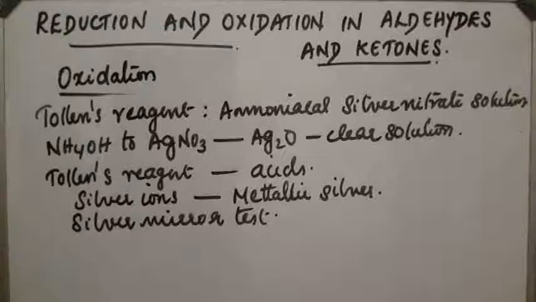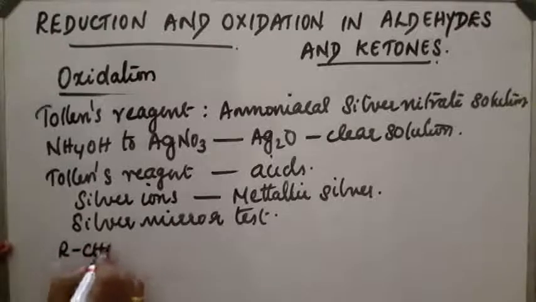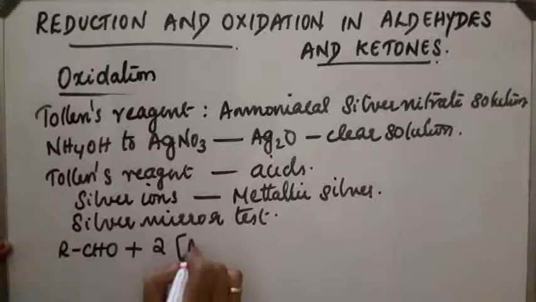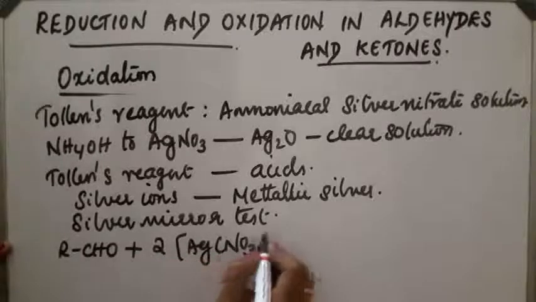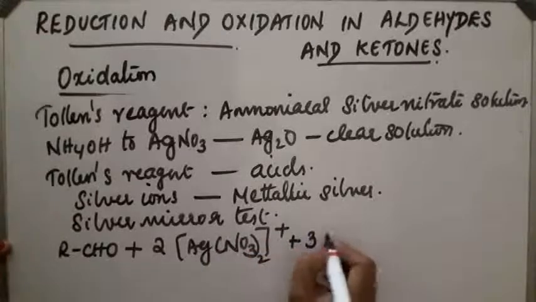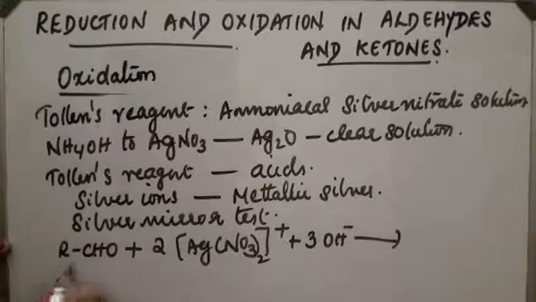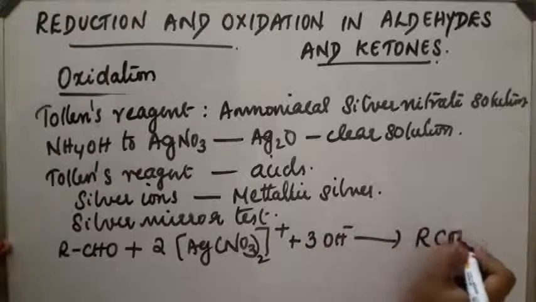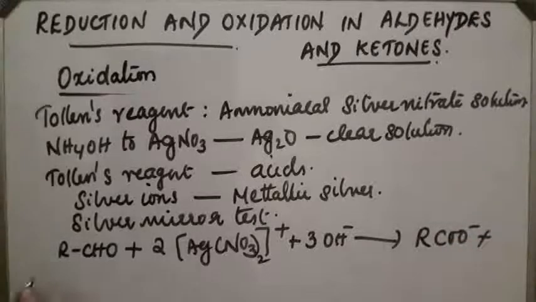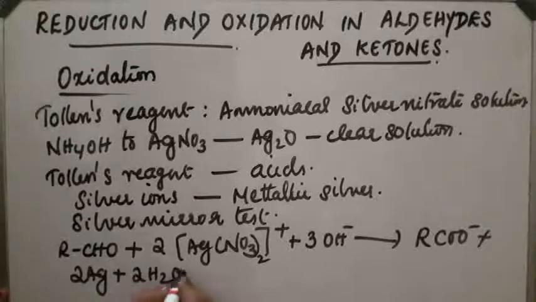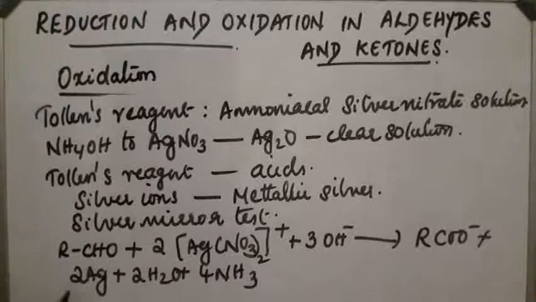Now let us see the reaction. First, RCHO, an aldehyde, on reaction with Tollen's reagent, in the solution, the ions will be like this, 3OH minus. This aldehyde gets converted into carboxylate ion, plus silver metal is obtained, plus 2H2O plus 4NH3. This will be the reaction in the case of Tollen's reagent. Silver metal is obtained and it gives a silver mirror test.